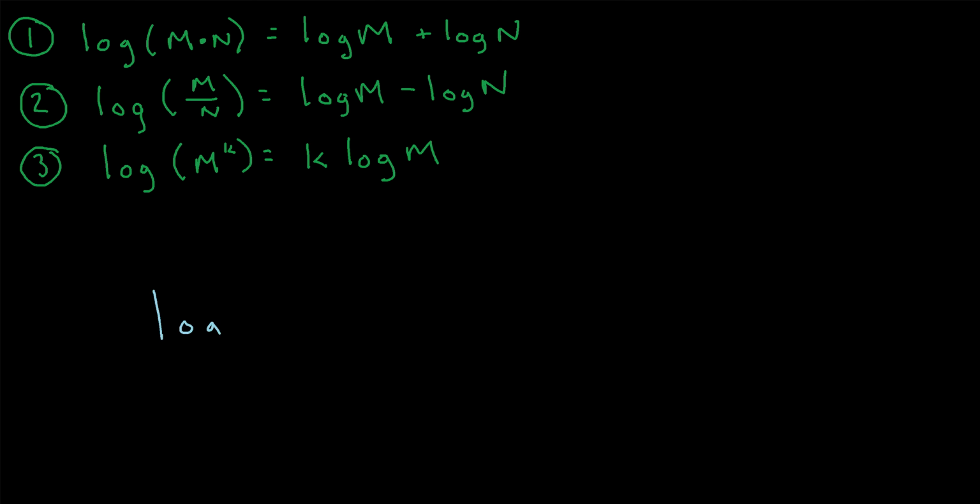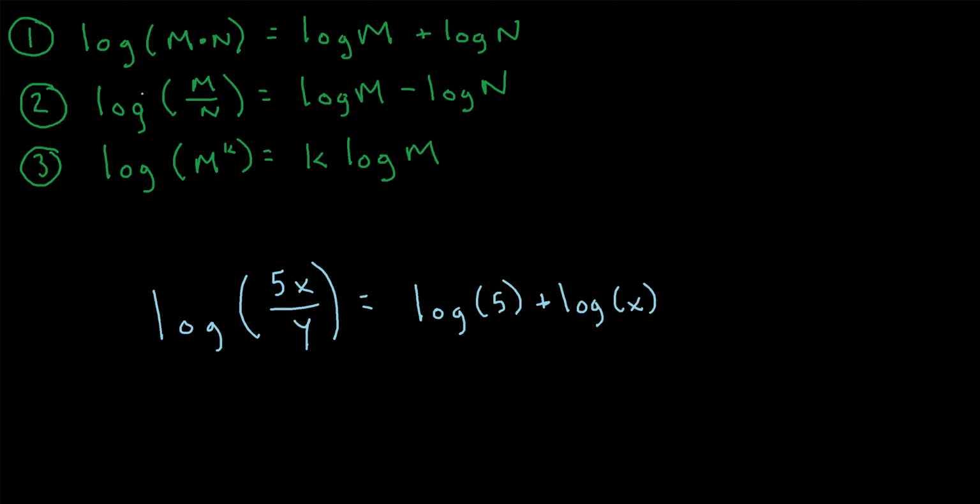Let's say we have the expression log of 5x divided by y. How can we expand this expression? Well, if we're just focusing on the numerator first, we see that we have 5 times x. Well, this first rule up here says if we have two numbers multiplied by each other, we can rewrite that as log of m plus log of n. So we can start by writing log of 5 plus log of x.